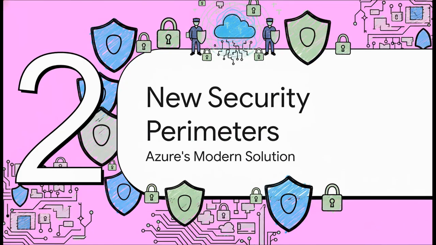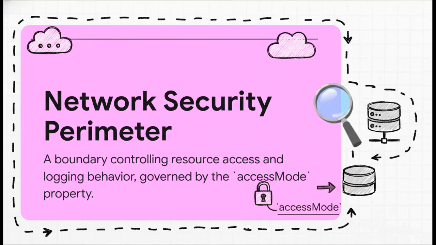Well, Microsoft's answer to this puzzle is a totally new way of thinking about security perimeters. You can almost picture it like having a personal private security detail assigned to each of your most critical Azure resources. It's called a Network Security Perimeter, or NSP for short. And you can think of it as a virtual, software-defined boundary that you literally draw around a service or a group of services. Now, the most important piece of this whole thing is a single, super powerful property that controls all its behavior. It's called access mode.